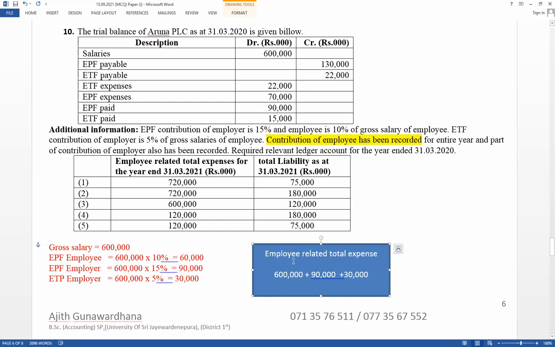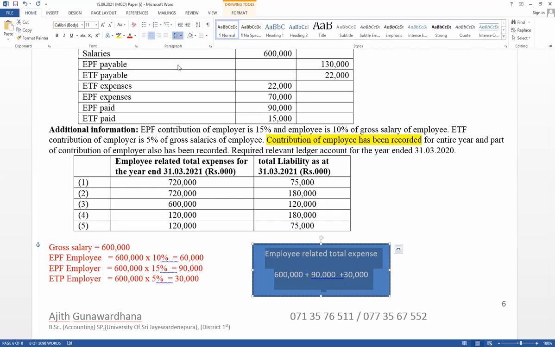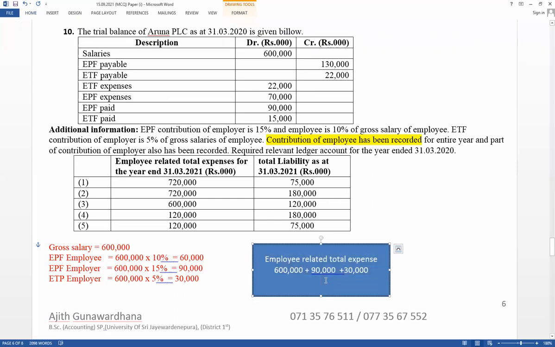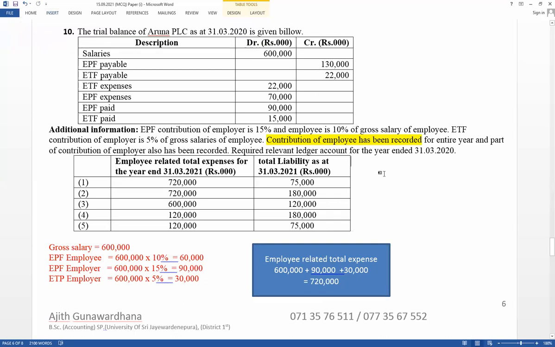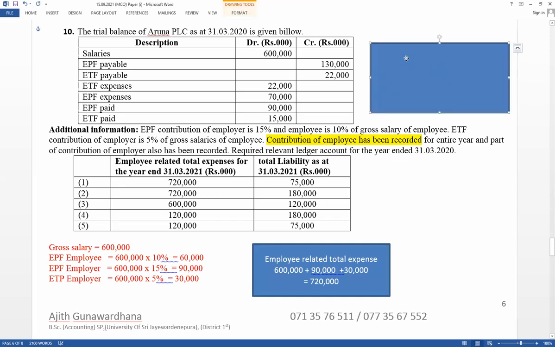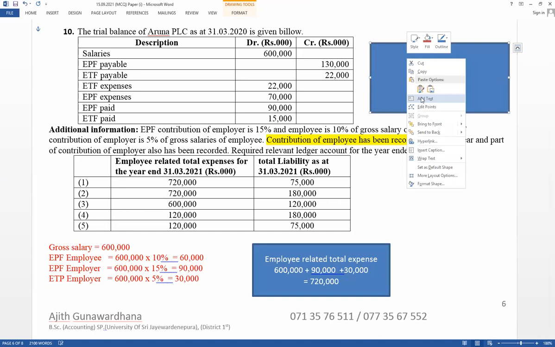Then take the answer. There's employee related expense, their value equals 720,000. As well as there's total liability, that is EPF payable as well as ETF payable. Try to calculate employee related total liability. Therefore, EPF payable as well as ETF payable you have to consider.